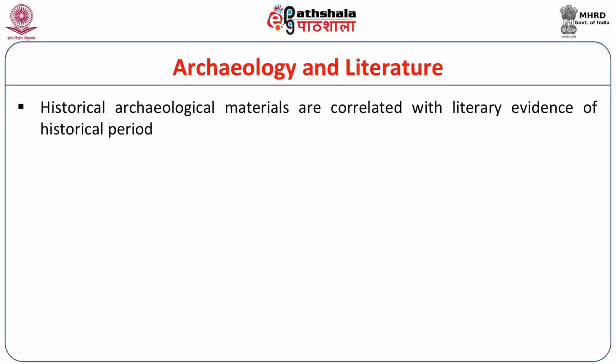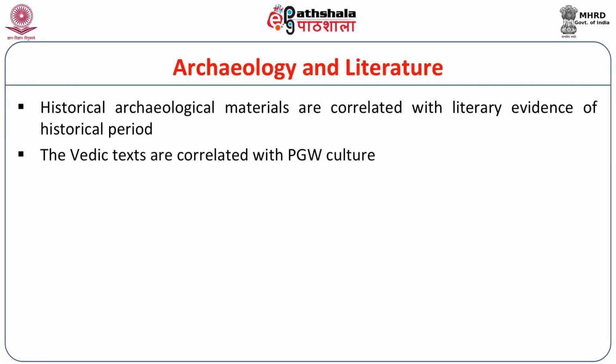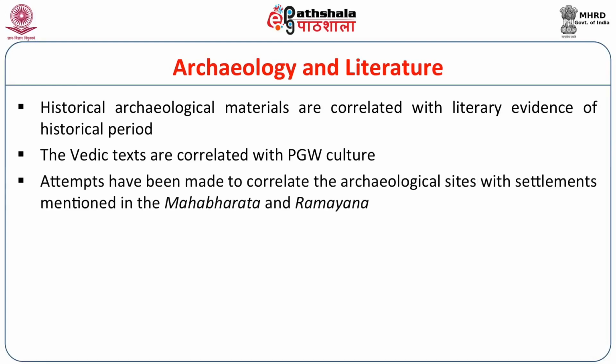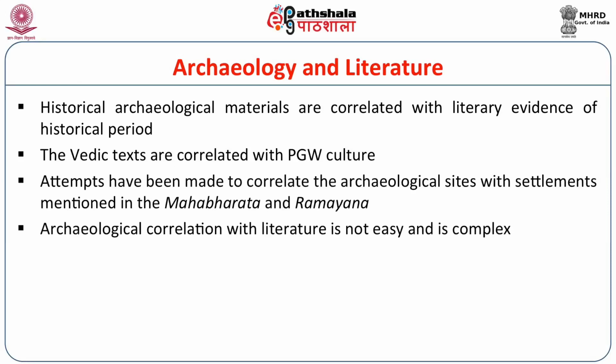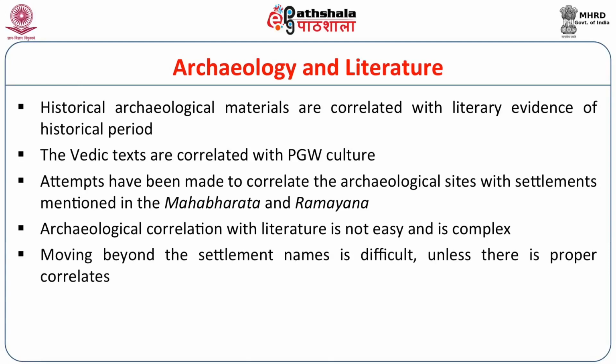Historical archaeological materials are correlated with literary evidences of the historical period. In India, the Vedic texts are correlated with the Painted Grey Ware culture, which is found all across the northern part of India. Attempts have also been made to correlate the archaeological sites with the settlements mentioned in the Mahabharata and Ramayana. Archaeological correlation with literature is not easy, it is very complex. Sometimes moving beyond the settlement names is very difficult unless there is proper correlation. This is one of the problems when we deal with literature and archaeology.